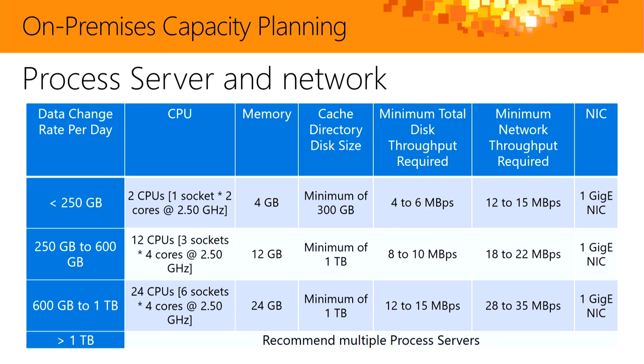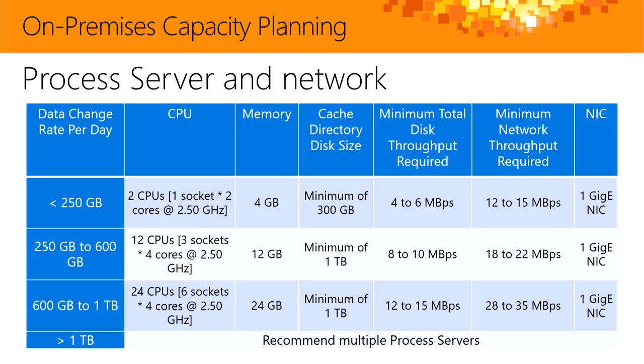In terms of on-premises capacity, for that process server, it all depends on the amount of data change in all those protected servers connected to it, which will dictate how much you need. At 256 gig of change a day and below, 2 CPUs and 4 gigs of RAM is more than adequate. If you go 600 gigs to a terabyte of change in a day, then you want to make sure you've got at least 24 CPUs or 6 sockets and 24 gigabytes of memory.